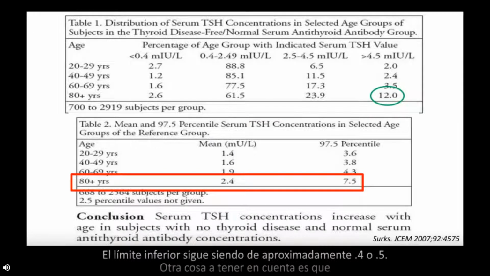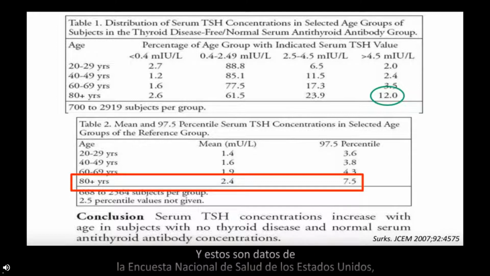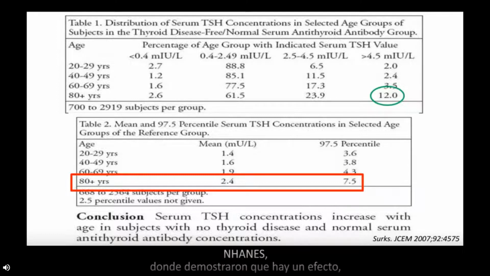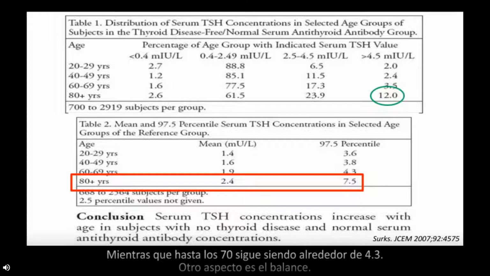Another thing to be cognizant of is that, yes, as one gets older, the TSH tends to go even higher. And this is data from the US National Health Survey, the NHANES, where they show that, yes, there is an effect, but it's more so in the very old, 80 plus, where the TSH would be much higher, that the 97.5 centile is 7.5 in the 80 plus, whereas up to 70, it's still about 4.3.